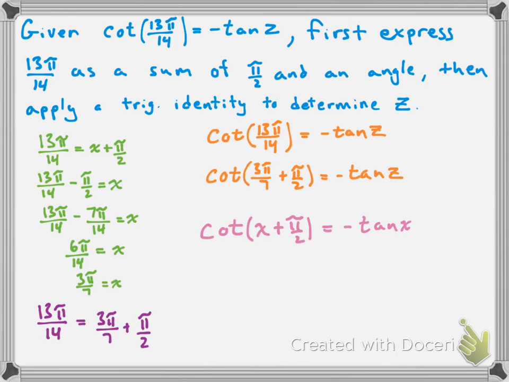Specifically, where we have x in the identity, that's where the z is in our equation. And where we have x on the left side of our identity, that's 3 pi over 7. Well, this means that 3 pi over 7 should be equal to z. So we can conclude that z equals 3 pi over 7.